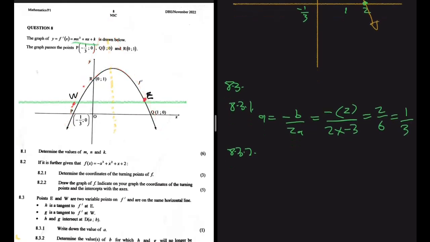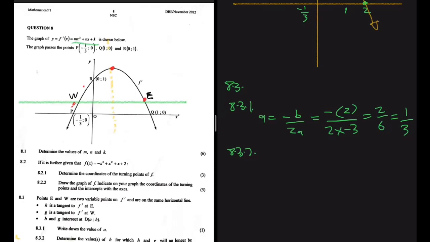We can even have the tangents touching here on the y value of the turning point. But then if the two lines start touching at a value that is less than the y value of the turning point, then those two lines will no longer be tangents because they're going through the graph.